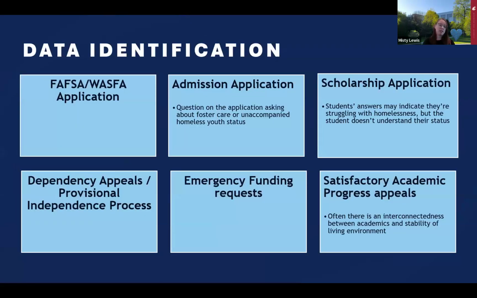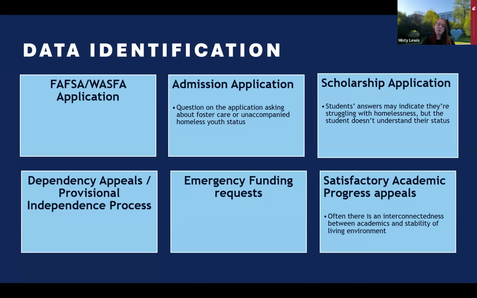So we use data identification from 6 primary sources. So the FAFSA-WASFA application, our admissions application, because we have passport support funds and passport support staff, has a question on the application that talks about passport eligibility. We use our scholarship application because students' answers may indicate that they're struggling with homelessness or housing insecurity, but the student doesn't necessarily understand that status.